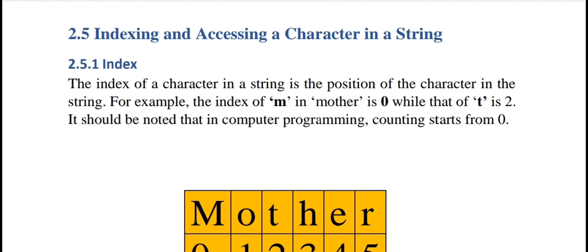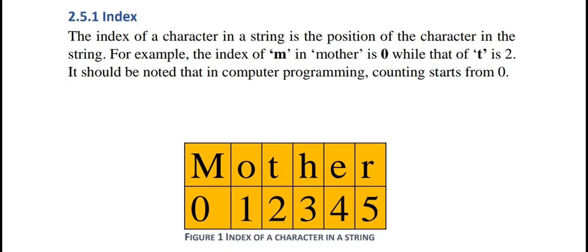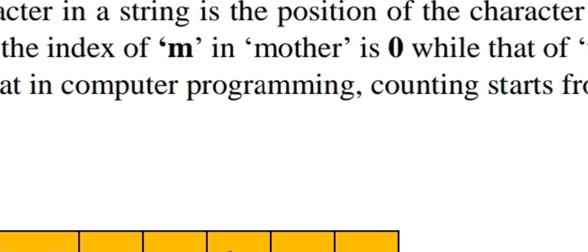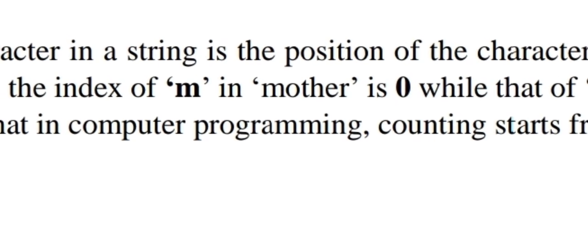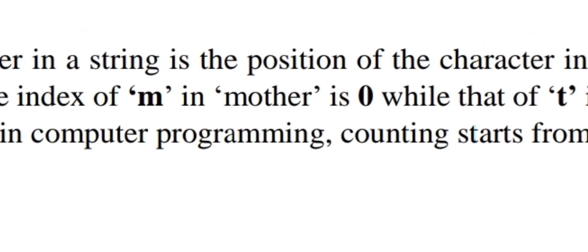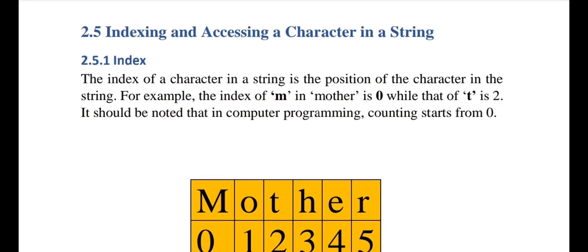So let's look at the index first. The index of a character is nothing but the position of the character in the string. So the index signifies or denotes the position of the character in the string. For example, the index of M in the string mother is 0, while that of T in the same string mother is 2. And it should be noted that in computer programming, counting always starts from 0.